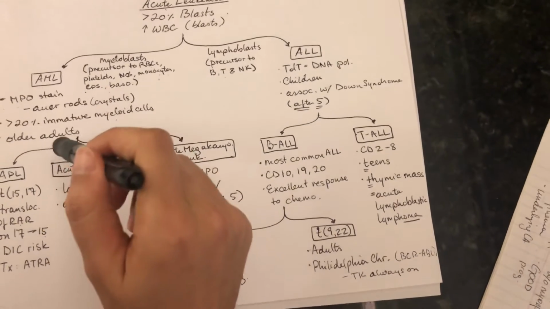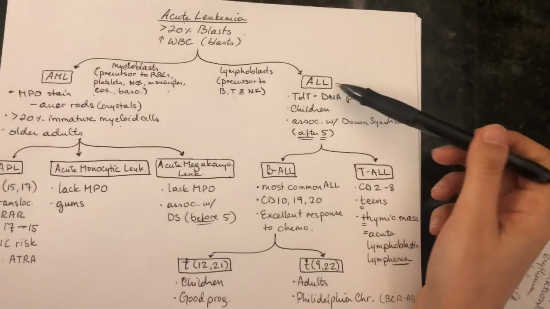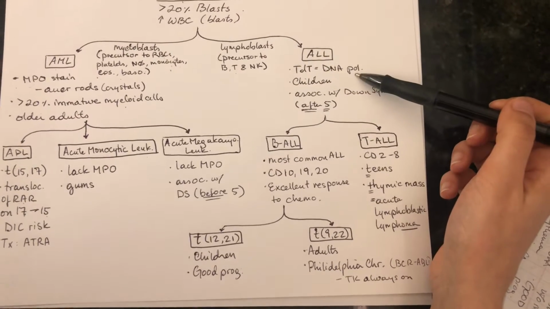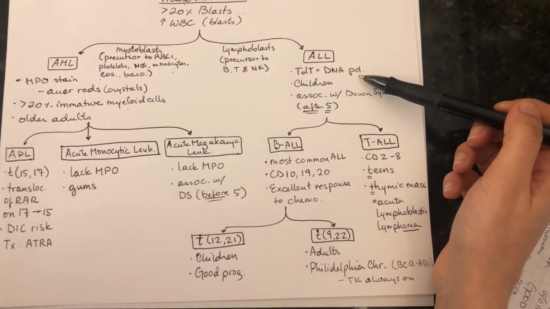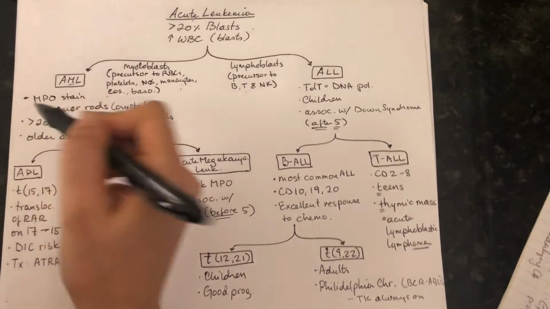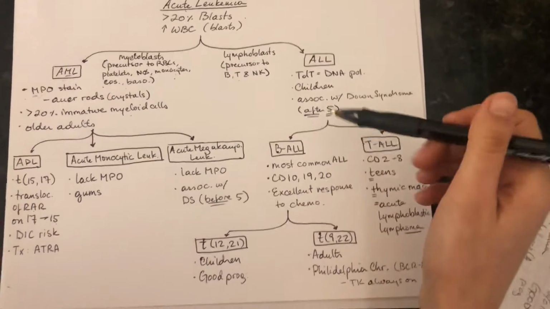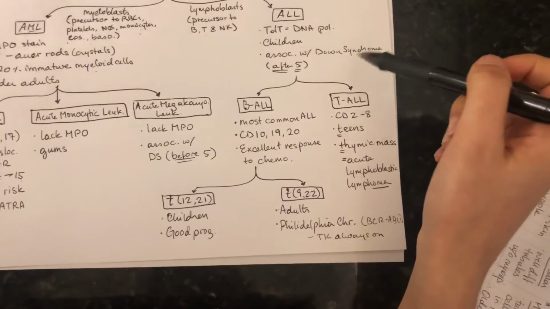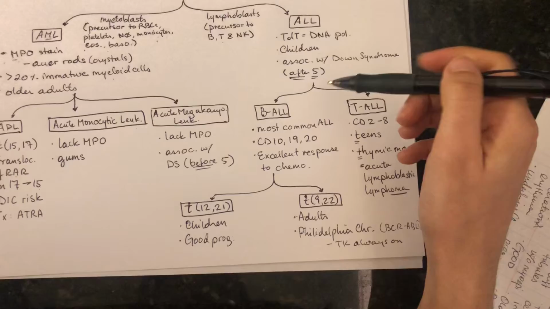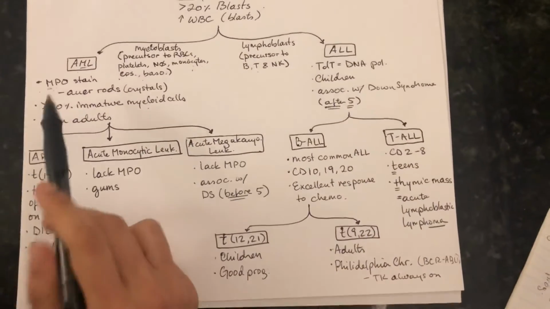This AML happens mostly in older adults, versus ALL, on the other hand, which happens mostly in children, and it stains positive for TDT, which is a DNA polymerase. So MPO for AML, TDT for ALL. And this is associated with Down syndrome, and it's diagnosed in children with Down syndrome after the age of 5. Okay. So back to AML.